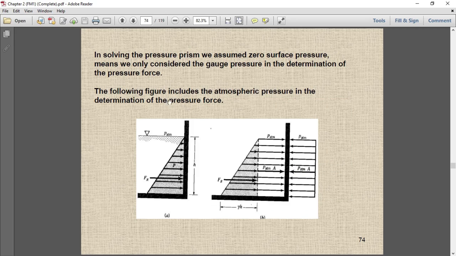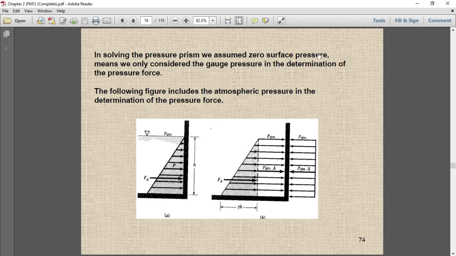In solving the pressure prism equation, we assume zero surface pressure, because we are considering gauge pressure. In the case of gauge pressure, the atmospheric pressure line is the reference line, and we consider the reference as zero. That's why we are considering a zero surface pressure. So here we are only considering the pressure due to the fluid, due to the height of the fluid. There is no atmospheric pressure included so far in the problem we have solved and the equation we have derived.